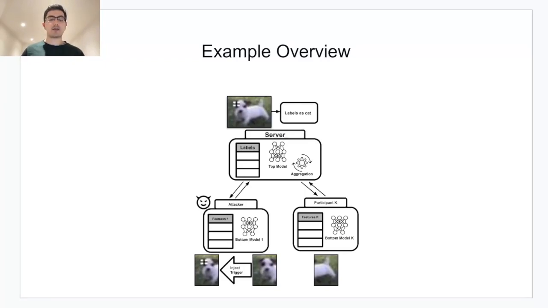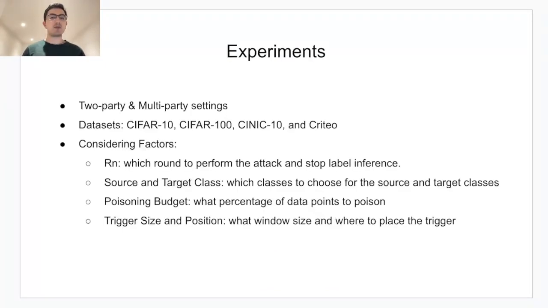We use two-party and multi-party settings for our experiments. We use CIFAR10, CIFAR100, Scenic 10, and Criteo datasets. And there are four main factors that we need to consider in our experiments. The first one is about which round to perform the attack and stop the label inference phase. The second one is about which classes to choose for the source and target classes.